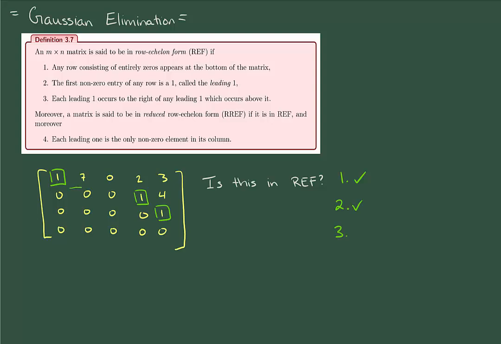For property 3, each leading one must occur to the right of any of the ones above it. In fact, notice this staircase-like pattern made by the leading ones. That's what we needed for property 3. All 3 properties mean that this matrix is in REF. If you look up the word echelon, you'll see that it means step, level, or grade, just like the blue staircase you see above, hence the name.